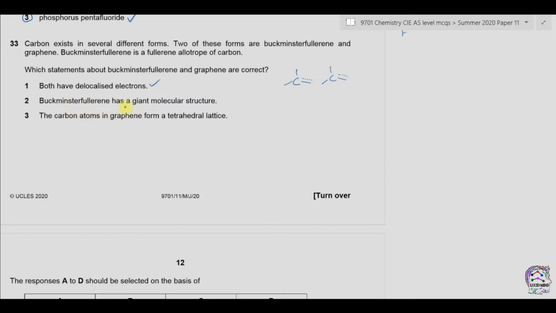Second part says Buckminster fullerene has a giant molecular structure. No, this is not correct because Buckminster fullerene is made up of 60 atoms only. So it is not a giant molecular structure, it is a simple molecular structure.